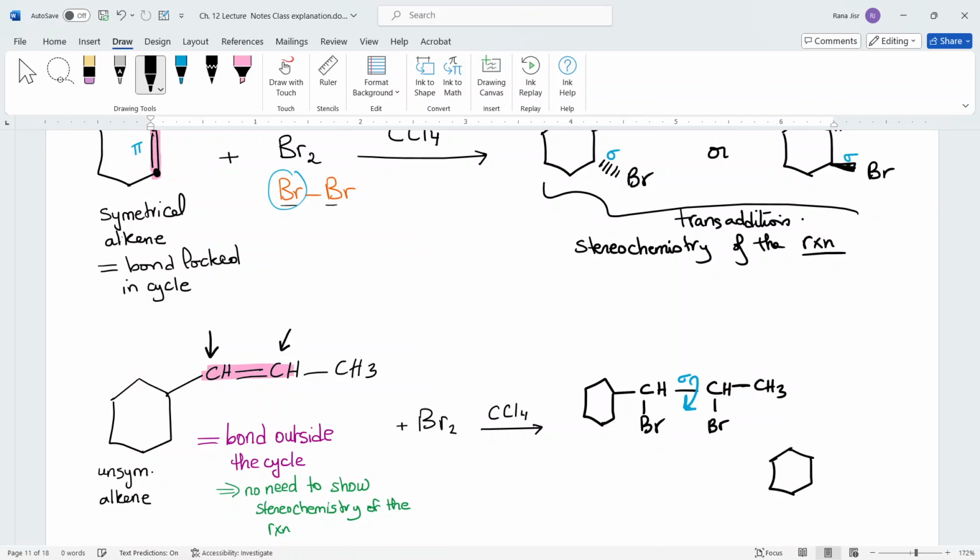And I can end up having another structure which is exactly the same. This is a bromine over here, this is a CH, and this is a bromine, and then this is a CH3.